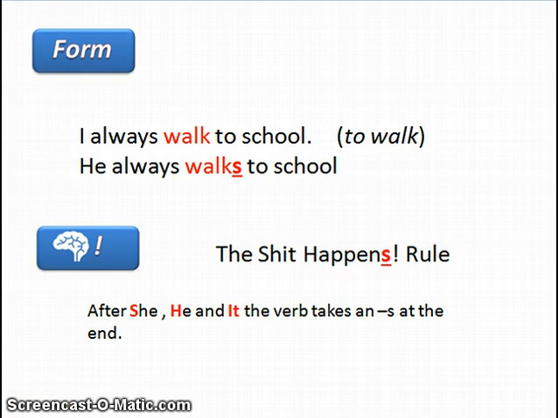Something to mention about the present simple is this S, which is a common mistake for Dutch speakers. A very useful trick to remember to add the S is the shit happens rule. This says that after she, he, and it, the verb takes an S at the end.